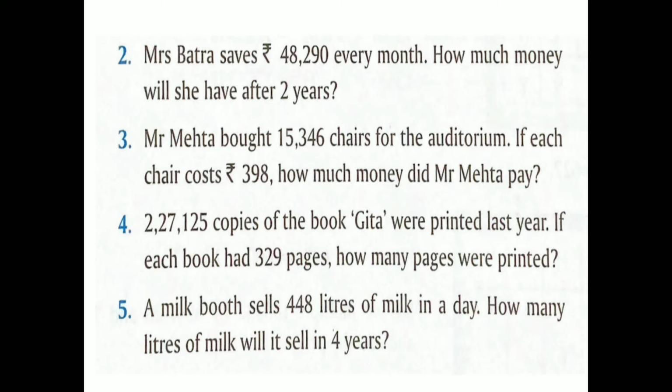There is a milk booth which sells 448 liters of milk in a day. You have to tell how many liters of milk it will sell in 4 years. Meaning in one day the milk booth sells 448, you have to tell in 4 years. Firstly, you know in 1 year there are 365 days. Then in 4 years, how many? You have to multiply 365 by 4. Then whatever answer comes, you have to multiply it with 448.